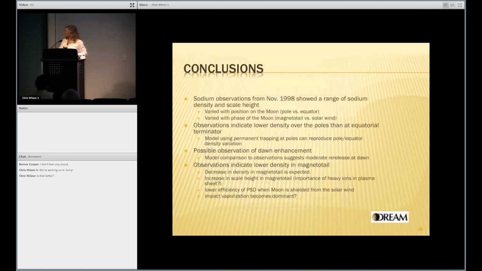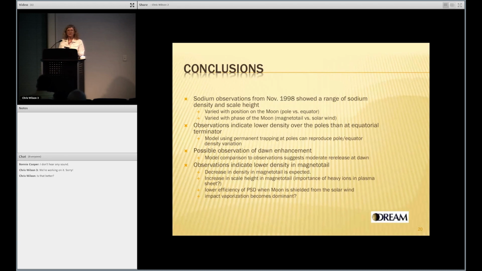So in conclusion, the sodium observations in 1998 and also the Kaguya and other data show that there's a range of density and scale height, and it varies not only with position around the moon, but it varies with the position of the moon, the phase, and in particular when the moon is inside the Earth's magnetosphere. You get lower density, but you also get greater scale height. And so why do you see a greater scale height when the moon is inside the Earth's magnetosphere?